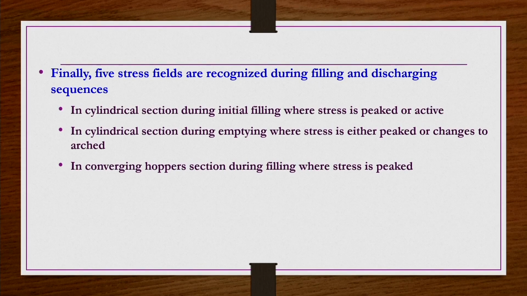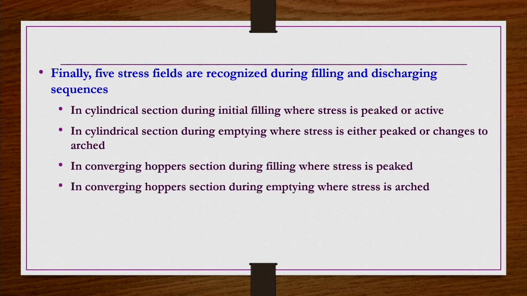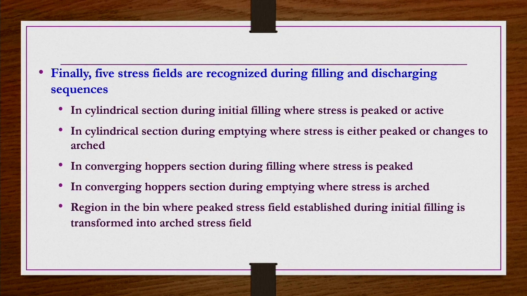Then the converging hopper section, the conical section, during filling, where the stress is peaked, almost vertical; those kinds of things we have seen. Then again the converging hopper section, but during emptying, where the stress is arced, a kind of lateral contraction is taking place and the stress has an arc shape. And finally, the region in the bin where the peaked stress field established during initial filling is transferred into an arced stress field. These 5 stress fields that we have seen pictorially are presented as a summary here.